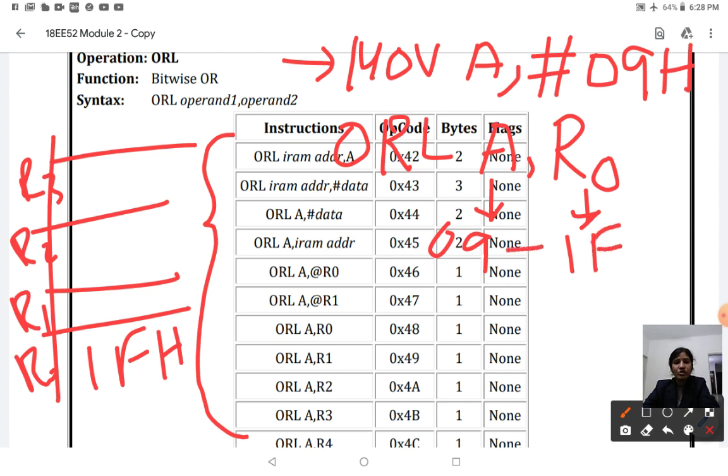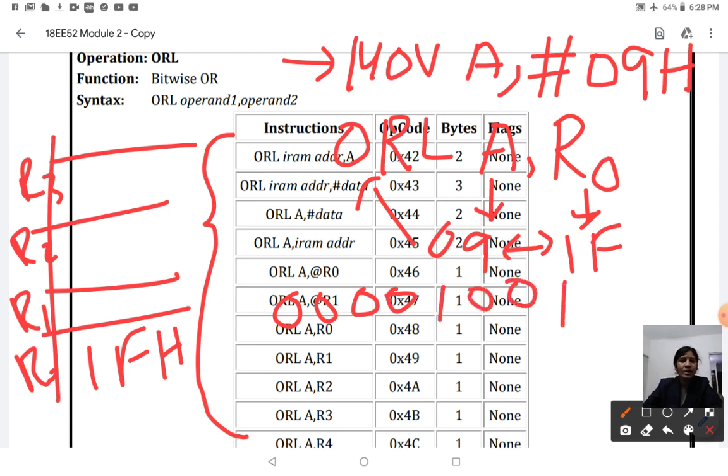Between these two operands, we are going to perform a logical OR operation. So 09 can be written as 0000 1001, and the data available inside R0 is 1F. This 1F can be written as 0001 1111.